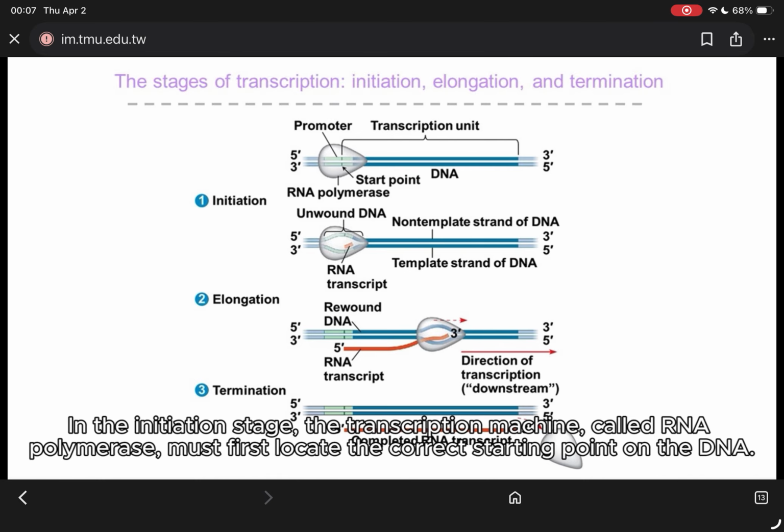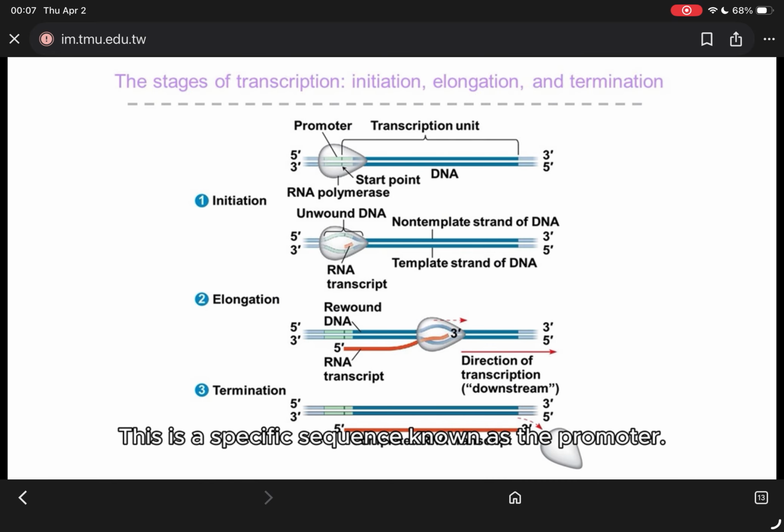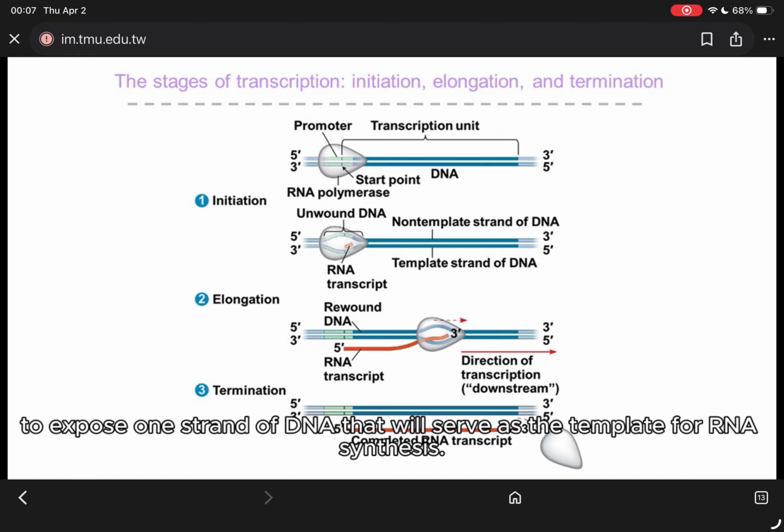In the initiation stage, the transcription machine called RNA polymerase must first locate the correct starting point on the DNA. This is a specific sequence known as the promoter. Think of it as RNA polymerase asking, where exactly should I begin copying? Once it finds the promoter, it unwinds the DNA double helix, like unzipping a zipper, to expose one strand of DNA that will serve as the template for RNA synthesis.